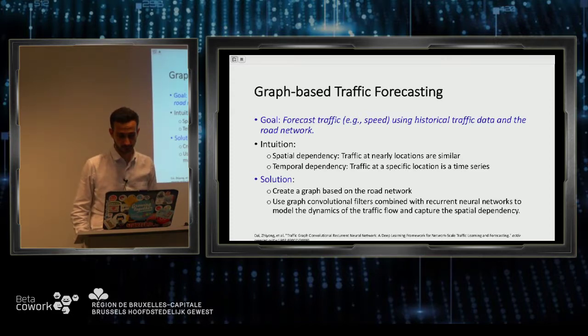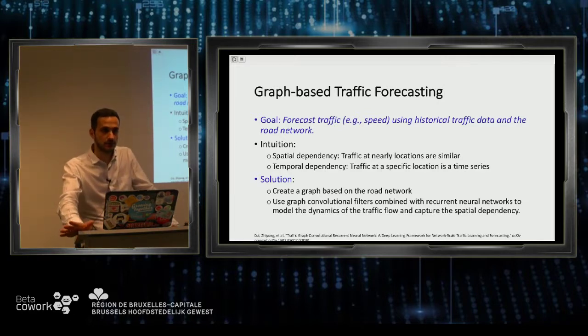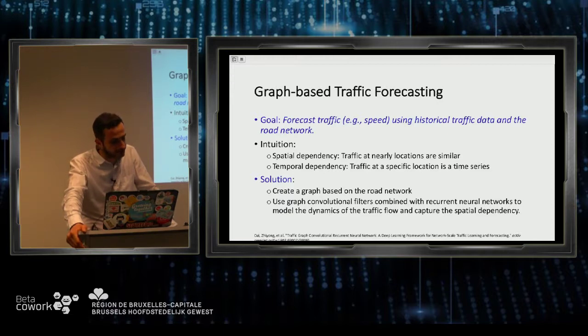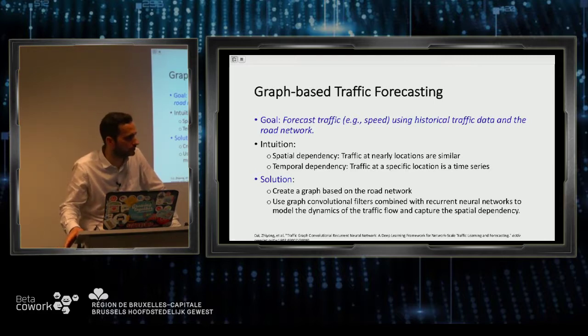What's the intuition behind this approach? It is that there is spatial dependency. And by spatial dependency, I mean that if there is a street that is congested, then most probably streets that are adjacent to that street are also going to be congested eventually. So traffic at nearby locations tends to be similar, right? And then also there are temporal dependencies. Traffic at a specific location also forms a time series. You can, for example, assume that on Mondays at 10 o'clock, a particular street could be congested because the same amount of people are going to their jobs, right? So this is some kind of temporal dependency there.